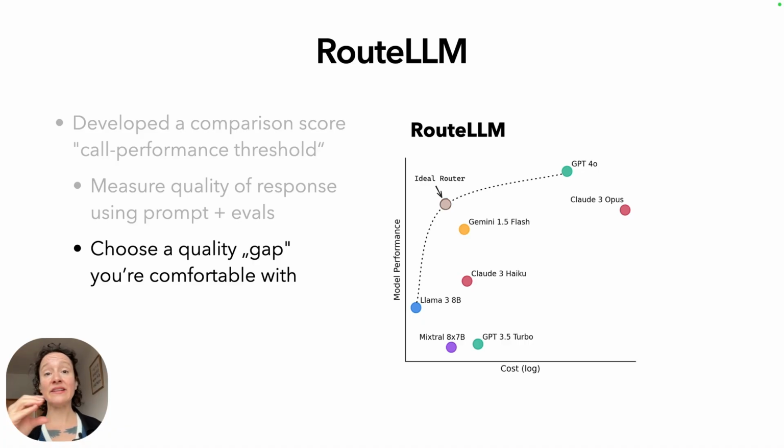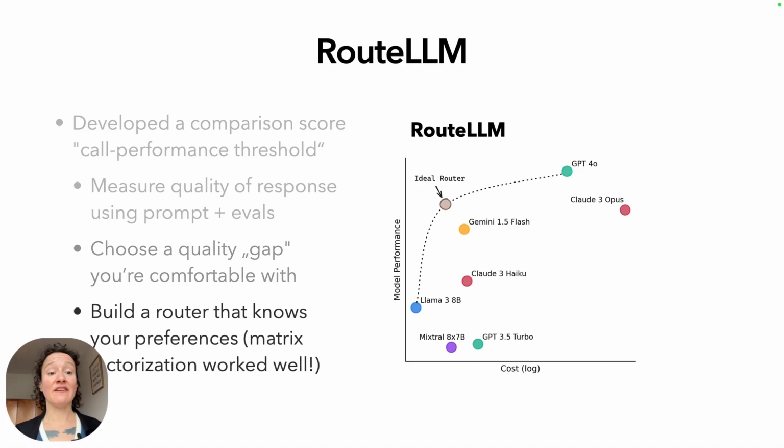And then they basically choose a quality gap that you're comfortable with. So you're going to set the performance ratio at some percentage, right? At what shift in performance do you want to go to the expensive model versus the cheap model based off of these quality metrics? You're going to do that. And then eventually you're going to use that information. So they did it all with just evaluation data that was available openly and publicly to build a router that knows your preferences. And what they found two methods work really well.